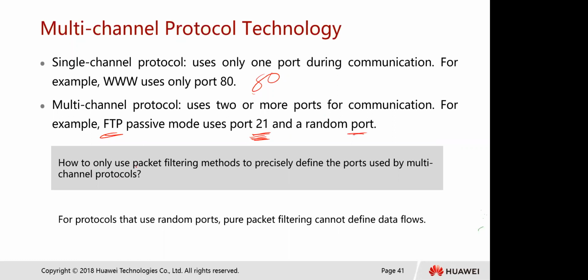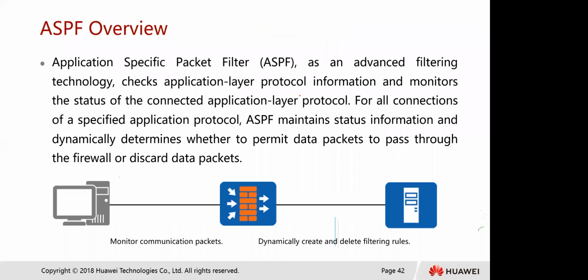So how to only use packet filtering modes to precisely define the ports used by multi-channel protocols? For protocols that use random ports, pure packet filtering cannot define data flows, because if you have specified port 80, and this guy is going to use a random port of 20102, you're not going to be able to filter or to keep track of that traffic coming through your firewall. So we are looking at the ASPF overview.